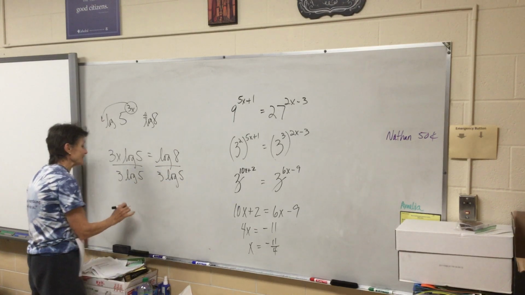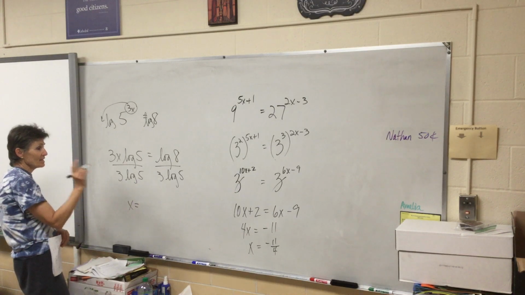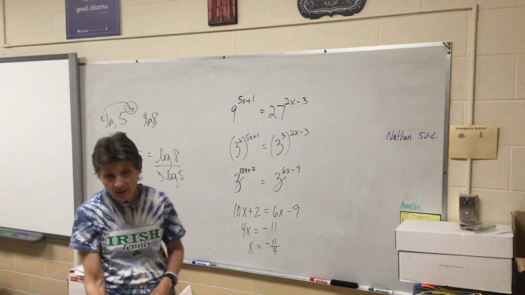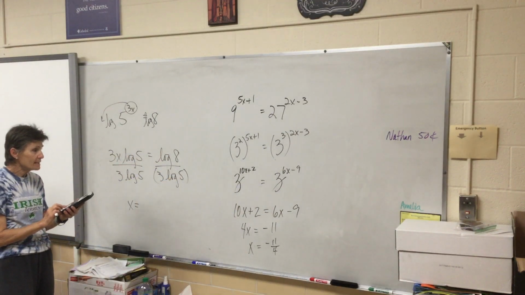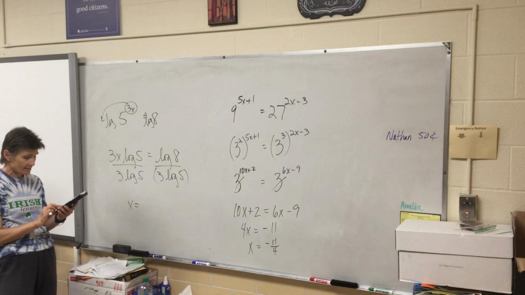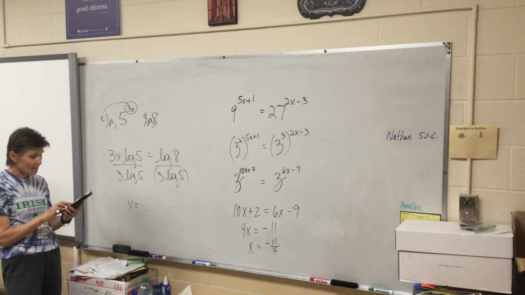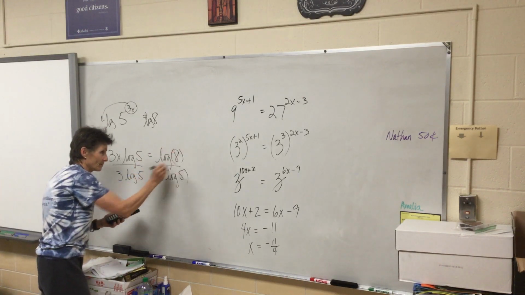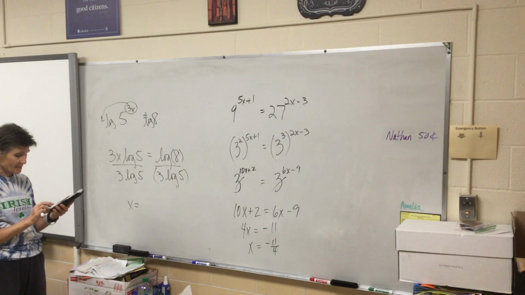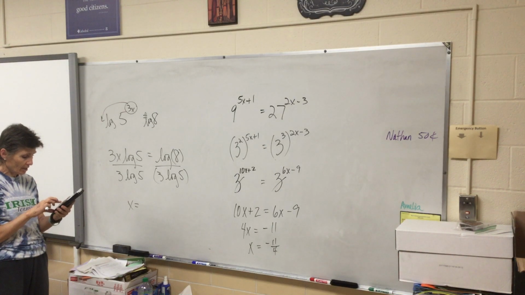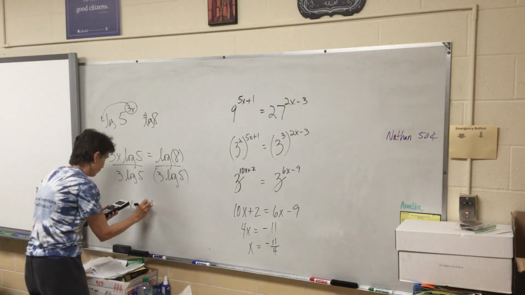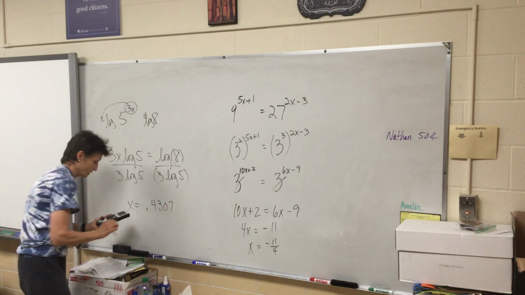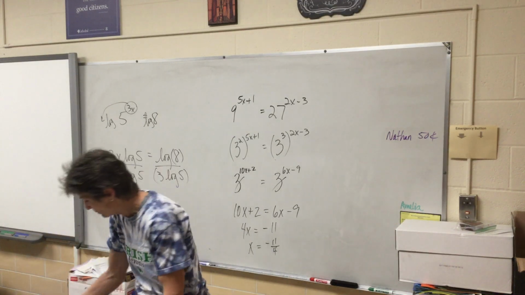Now, that's a pretty easy process. The issue is going to come when you type that into your calculator. Since there are two things that you're dividing by, please make sure they're in parentheses. So if you have your calculator, type along with me: log 8, close parentheses, divided by parentheses 3 log 5. You should get 0.4307 as your answer.